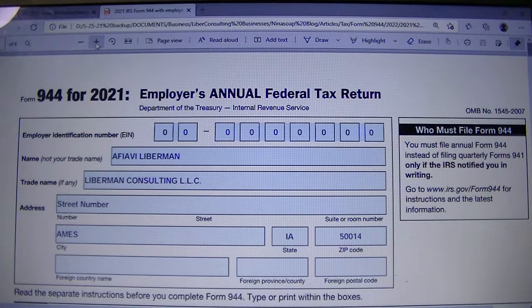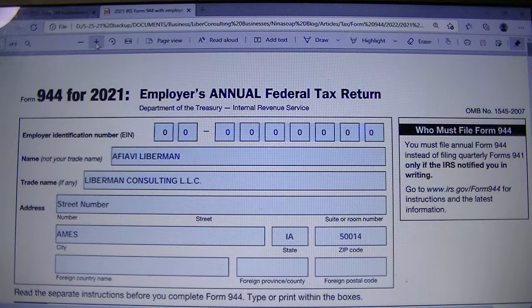So if you have an LLC and you hire people to work in your LLC, you have employees, therefore you must have paid them, and you will report your portion of Social Security tax, Medicare tax, and you will report federal income tax withheld, Social Security tax withheld, and Medicare tax withheld from your employees' wages. And all of that, you will file Form 944.